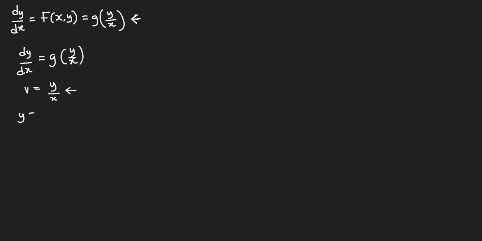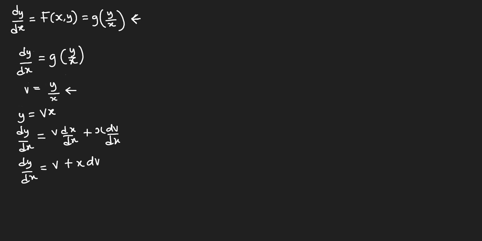So I'm going to have y equal to vx, and I differentiate this with respect to x, and we are going to get dy/dx equal to, here we apply the product rule. We keep v at first and differentiate x with respect to x, and then keep x and differentiate v with respect to x. Then we have dy/dx equal to v multiplying 1 plus x dv/dx.